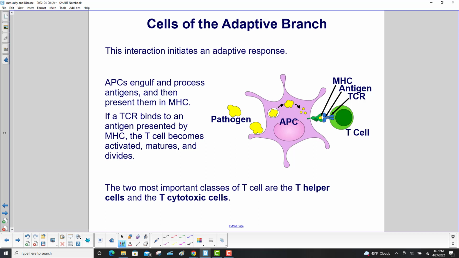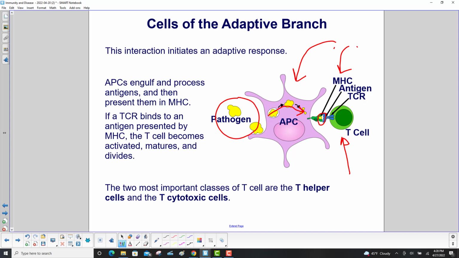This interaction is initiating an adaptive response. The APC over here engulfs and processes the antigens, right? It takes the pathogen in, processes it. You've got the antigens over here, and it presents them in the MHC. Now, if a TCR binds to an antigen presented by MHC, the T cell becomes activated, matures, and divides. So here's our antigen, that little yellow guy here, that's what the T cell is seeing. And then once it sees it, it's activated, matures, and divides.